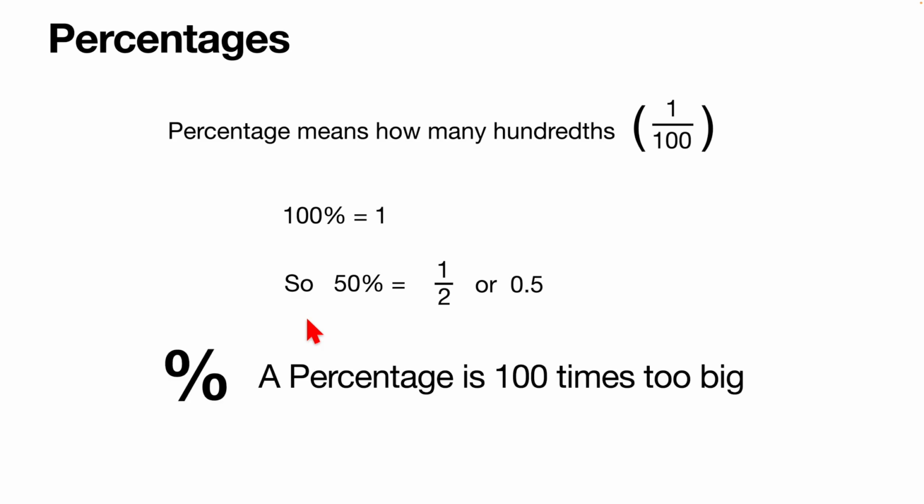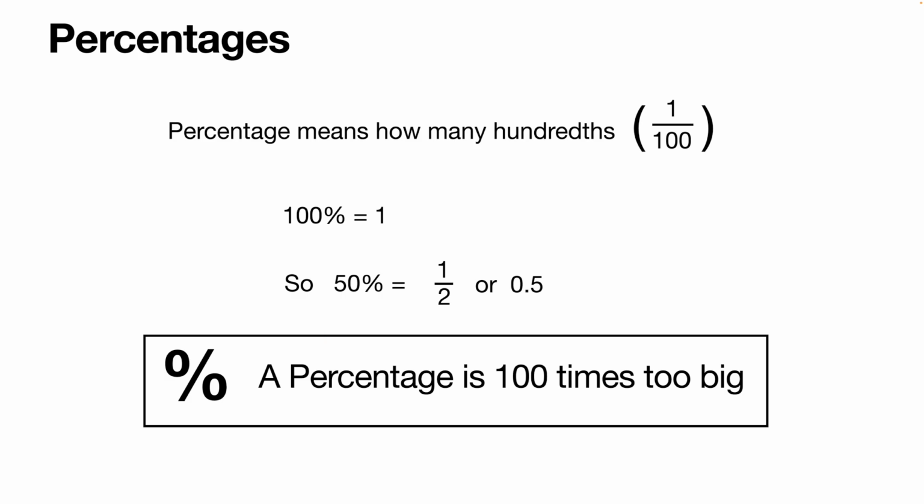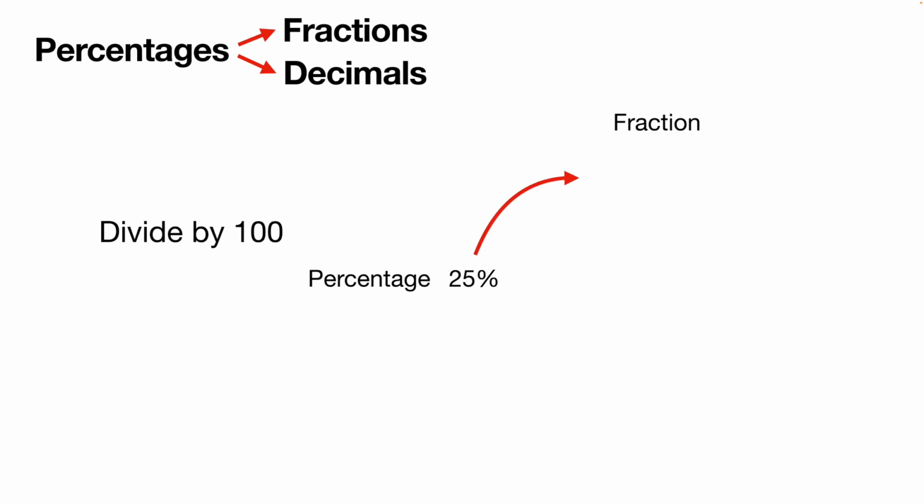I would summarise it to say that a percentage is 100 times too big, which is really useful when it comes to converting to and from percentages. So I'd write that down. Turning percentages into fractions and decimals. If percentages are 100 times too big, we're going to divide by 100. So let's give ourselves a percentage and convert it into a fraction. We are going to divide by 100.